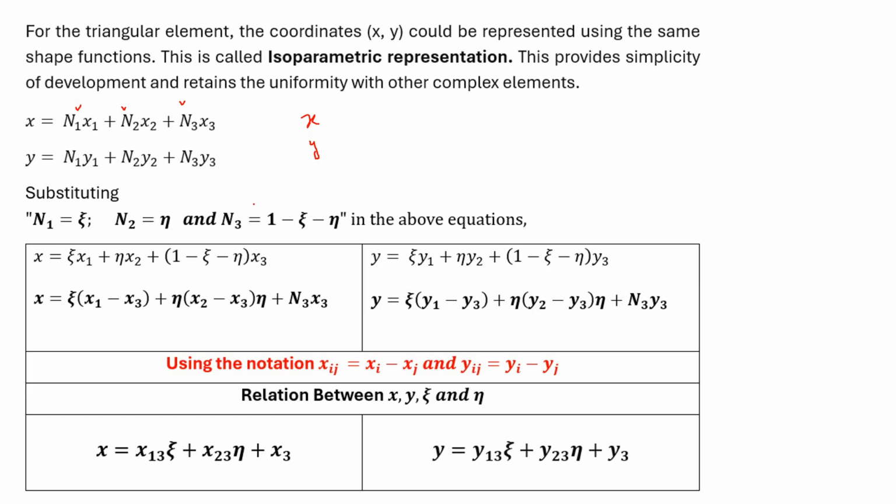Then again you substitute the natural coordinates in these equations, and you end up with x equal to x13 psi plus x23 eta plus x3, y equal to y13 psi plus y23 eta plus y3. So what is this y13? I will explain only one component. y13 is nothing but the difference between the y1 component and the y3 component, the y1 coordinate and the y3 coordinate. Suppose you take x13, what is x13? x13 is nothing but x1 minus x3.